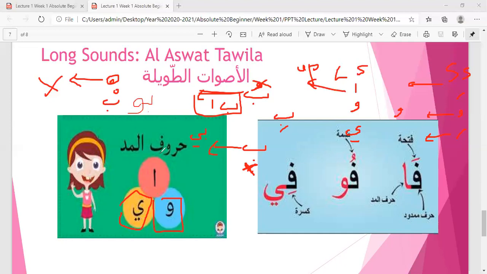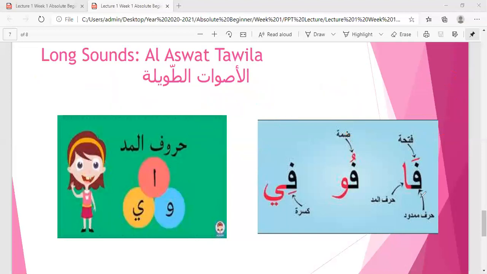So the letters that make a long sound, remember Miss Malak told me this will come tomorrow in the exam. What are the letters that make a long sound? A, wa, and ya. When they are added to the letter, they make a long sound. A goes for fatha, wa goes for damma, ya goes for kasra, and sukun doesn't have a long sound. If you see a letter with a sukun above it, it doesn't have a long sound. Got it? Yalla. Read now alone. I want to arrive to reading now, but just read these to me.